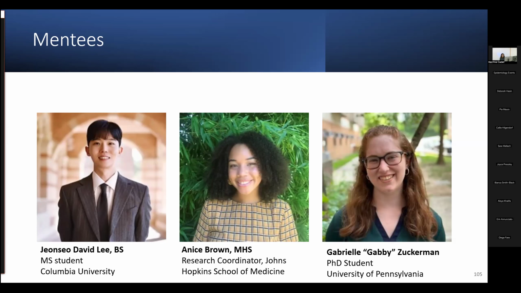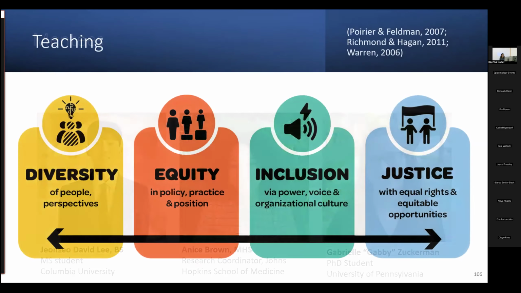But I also am mentoring Gabrielle or Gabby Zuckerman over at UPenn as a PhD student, where she wants to leverage social determinants of health. Particularly right now, she's looking at gentrification and overdose risk as well. And I'm mentoring her with my colleague, Elizabeth Nisoff at UPenn.